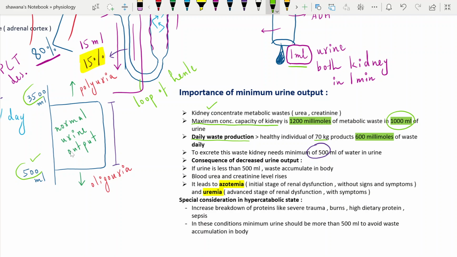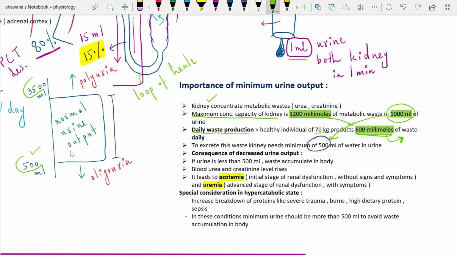So you can calculate it. If there is 600 millimoles of waste, so how much amount of urine the kidney must require to empty this? It's double amount. For 1200 millimoles, we require the 1000 ml. For 600 millimole, we require 500 ml. It's the half amount of it. You can see here. We can half it and we can understand that minimum production of waste is 600, so we require 500 ml of water to clear it out.